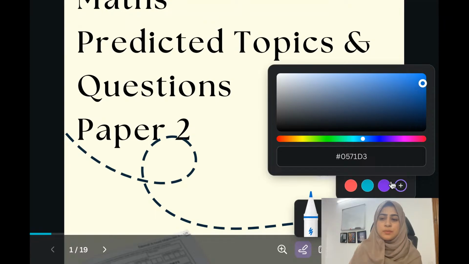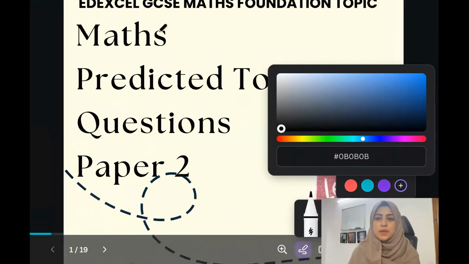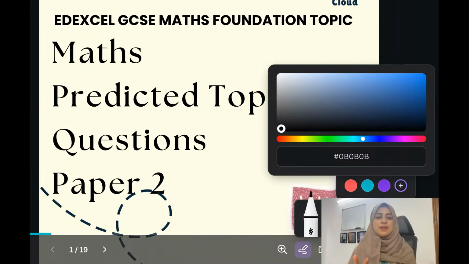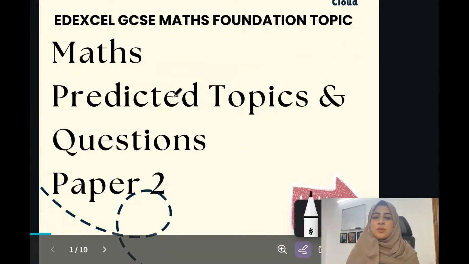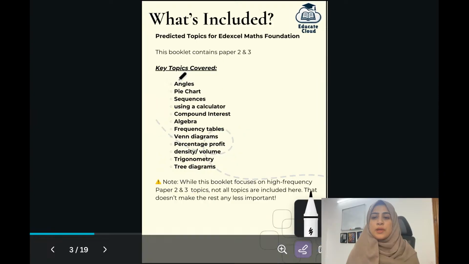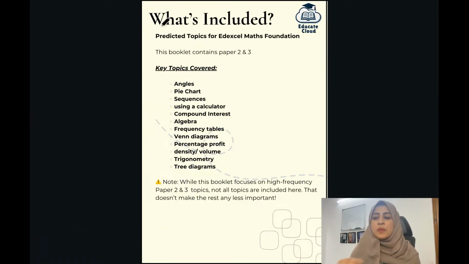All right, okay, awesome. So what we're going to do today is go through this predicted paper of all the topics that are really likely to come up in the Foundation GCSE Paper 2. We'll be going through the following topics, and obviously these topics aren't exact. It's not like they're definitely 100% going to come up, but they are really, really highly likely to come up.